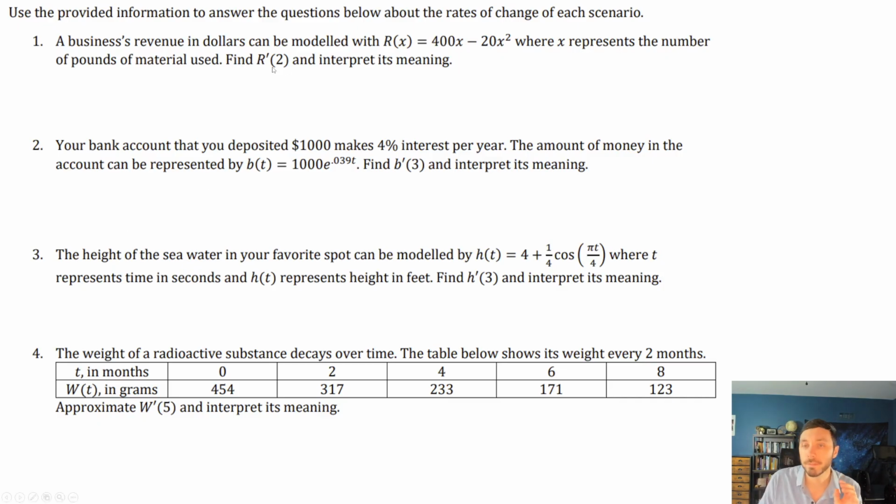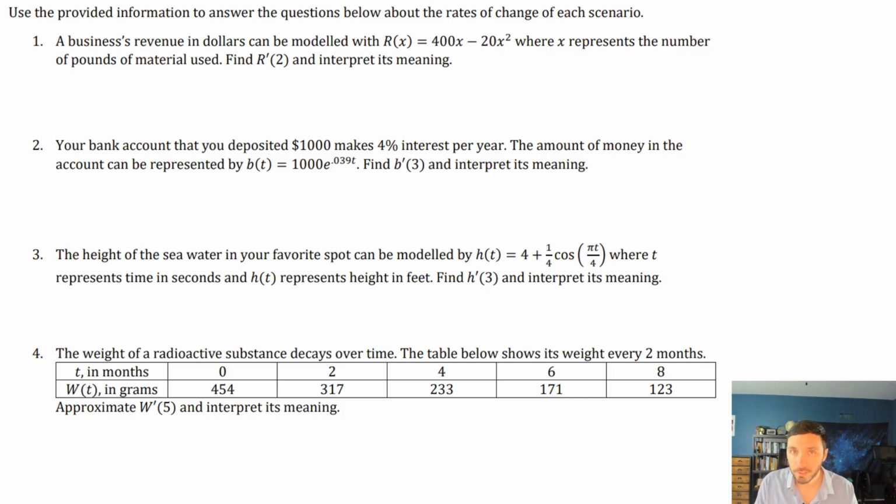Okay, here's the novice level. At the novice level, you're simply working from a contextual front, not from a mathematical front. But remember, the whole emphasis on this is the context. So novice level is you just find r prime of 2, b prime of 3, h prime of 3, and approximate w prime of 5. And that's novice level. Intermediate would be you not only find the solution to these derivatives, but you also provide the proper unit for each of these.